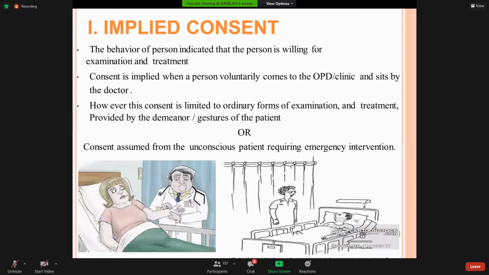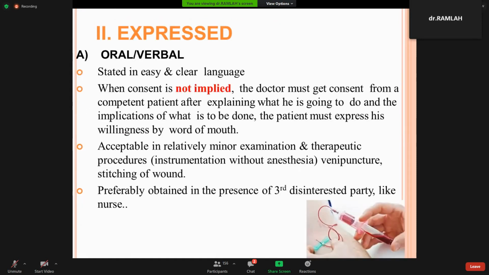But once you exceed that level and want to examine further, you have to take verbal consent from the patient. I'm going to examine your abdomen. Then again, a third party should be there, which is basically the nurse, okay?